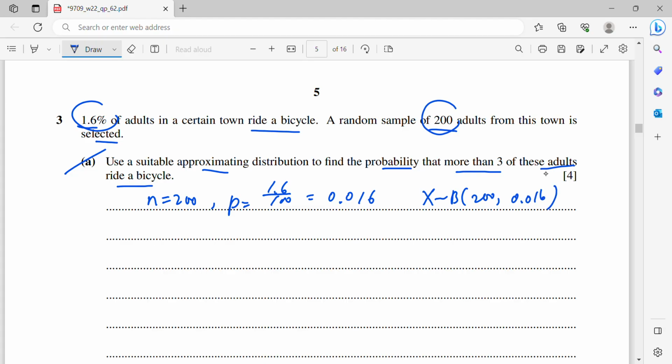And then now, since your n is large, which is 200, we need to approximate. Now we need to count what is your np. 200 times 0.016, it will be 3.2. Okay, then from here we will notice that np is less than 5. So when it is less than 5, we are going to approximate using Poisson distribution. Therefore, let W be Poisson distributed with lambda 3.2, because lambda is the mean and also the variance, right?